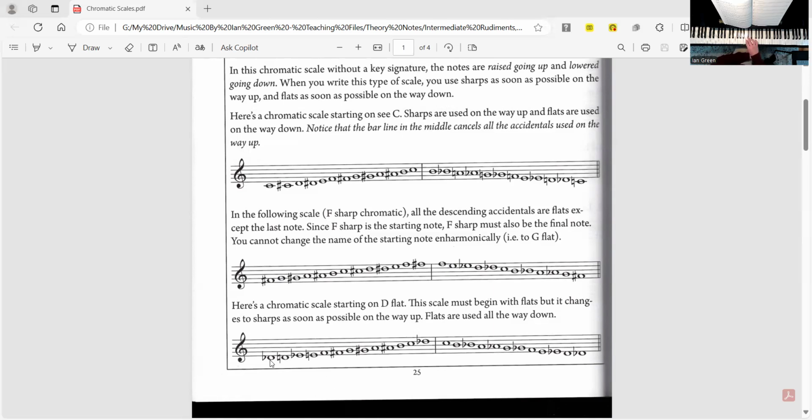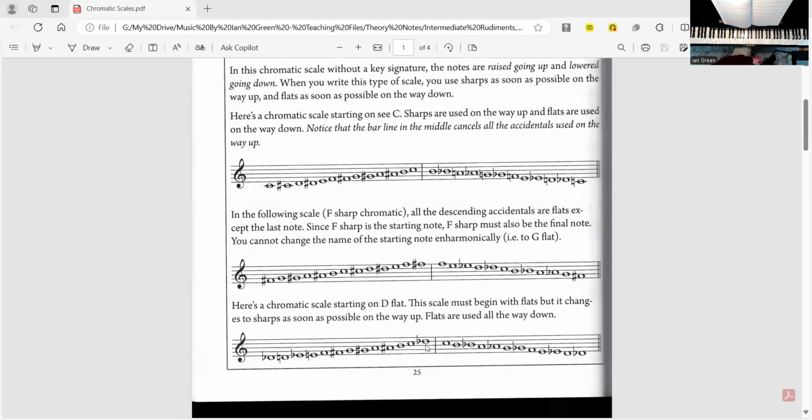D flat, D, E flat, E natural, putting the natural sign to cancel the flat. Then we can go F, and then F sharp. So it's kind of interesting how you can use those specific sharps and flats at your discretion, as long as you end on D flat at the end of this particular example.